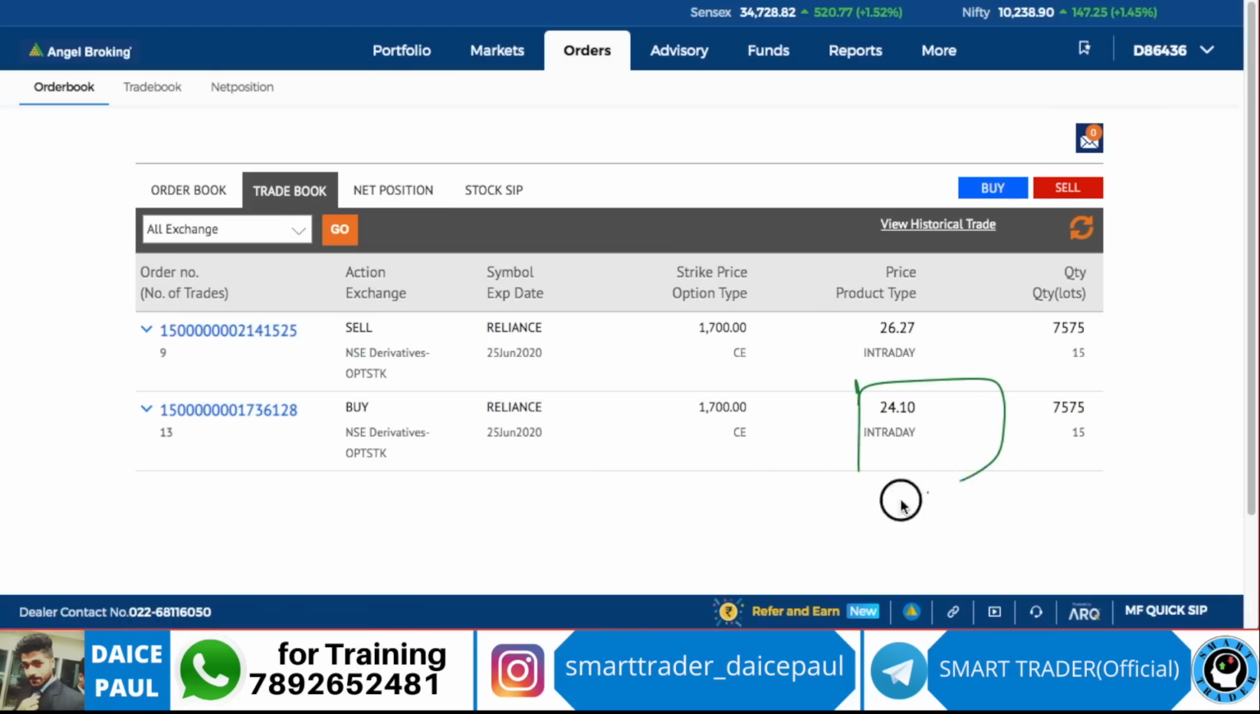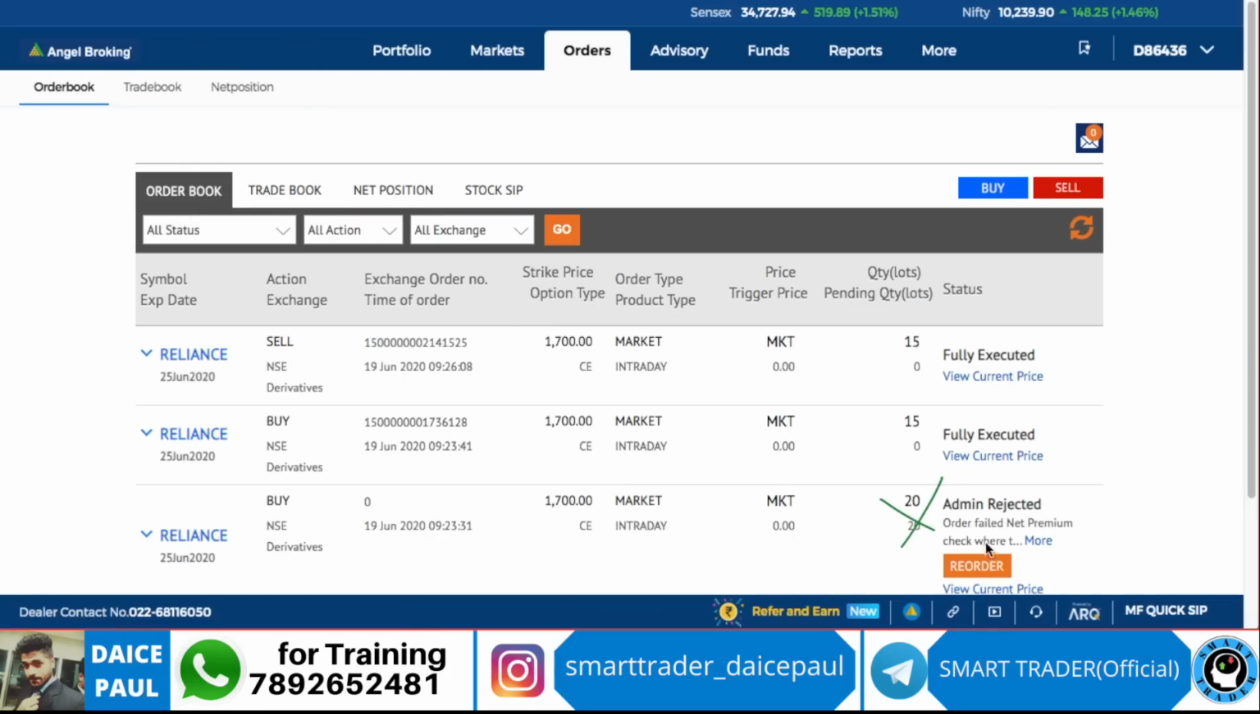So yeah, see, I took this around 7575 quantities, and I sold around 26. Both were market orders only. Looking at the order book, in the morning I put 20 quantities, and it got rejected because of the premium, I guess, and then I immediately put 15. It took immediately. I didn't check how much margin it used, but I took 15 and it was moving very fast, so I was scared a bit. Around 923.41, so close to 924, I took this, and I exited on a market order only because it spiked up. I immediately exited at 926.